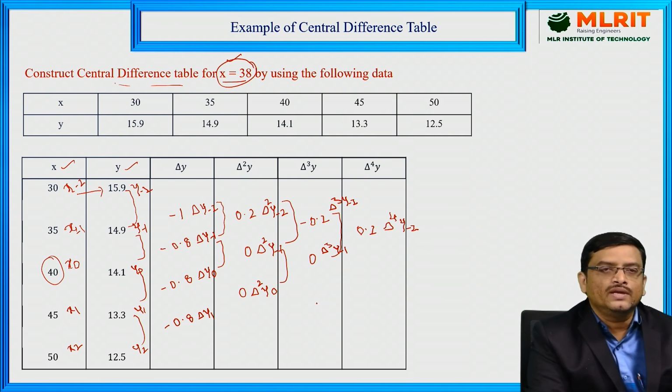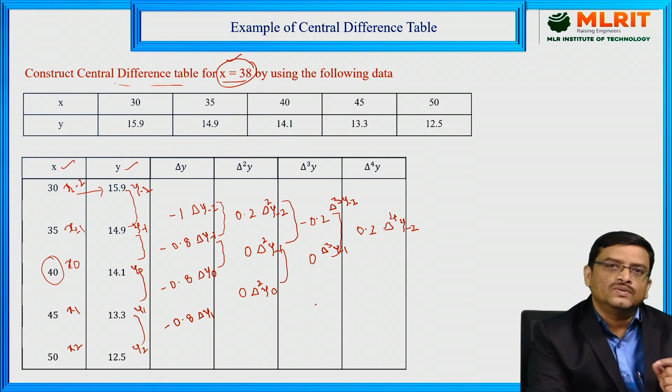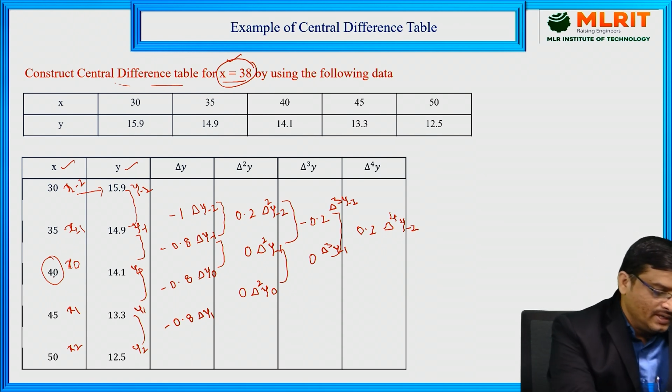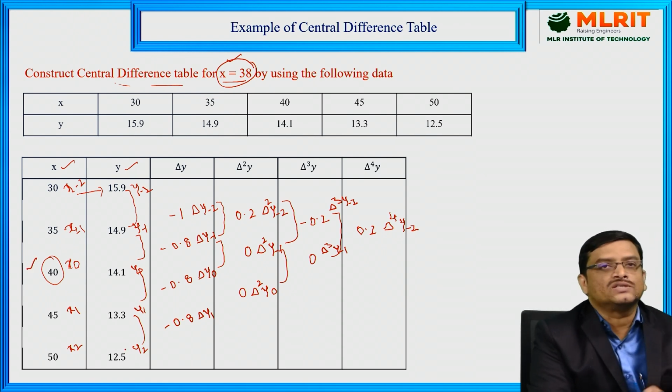The important thing is everything is similar to the previous. The important thing is identifying the x0 value in the given data. Once you identify this correctly, then we can construct our central difference table here.